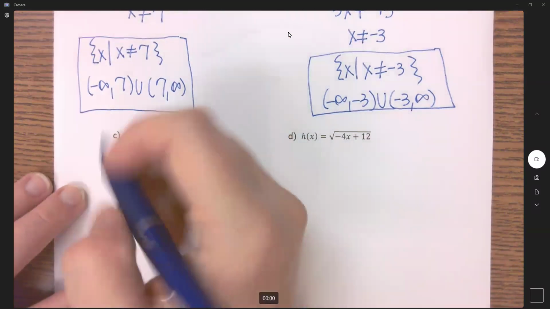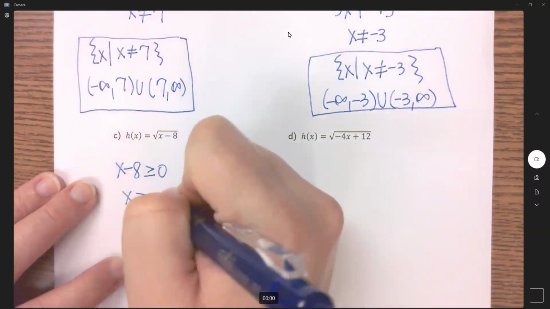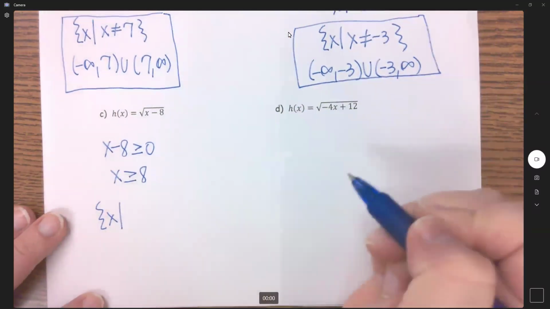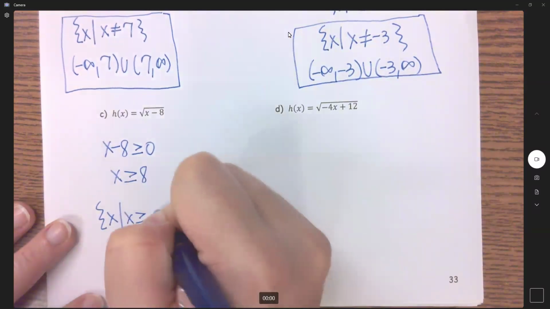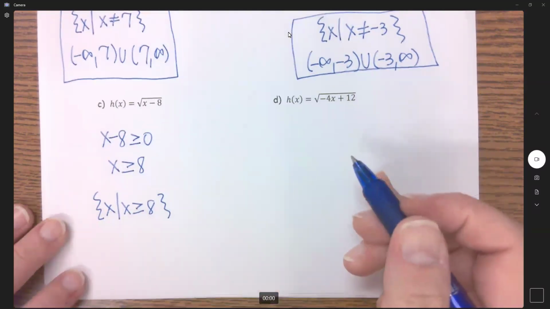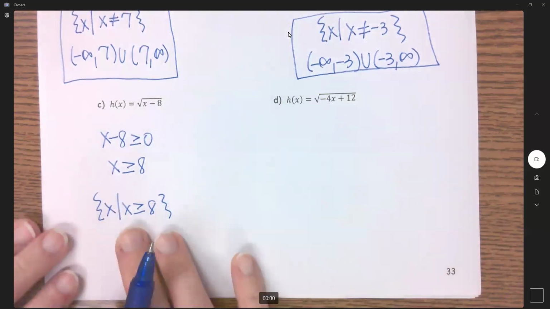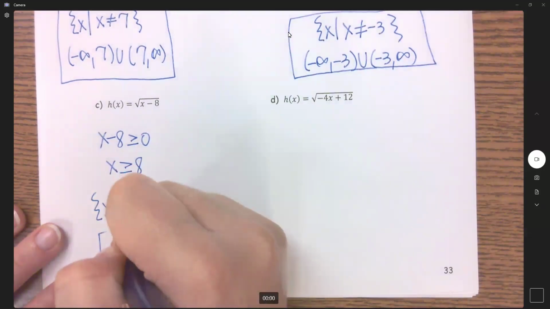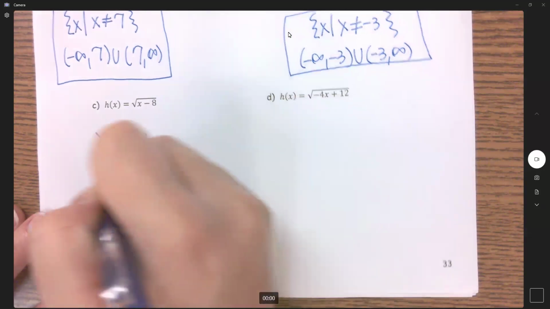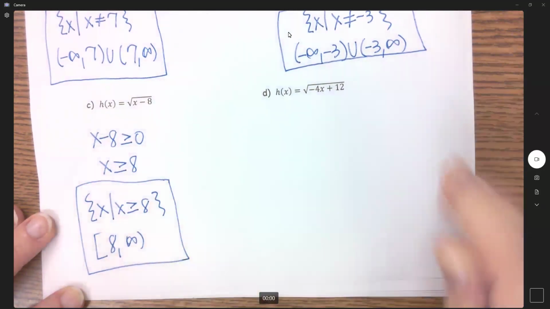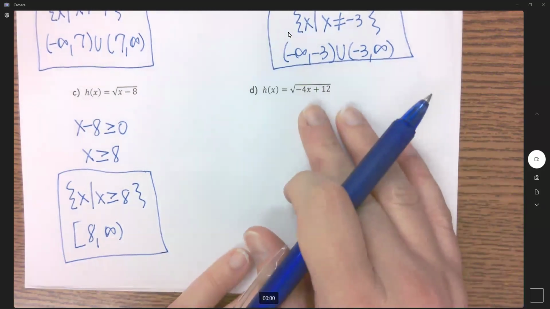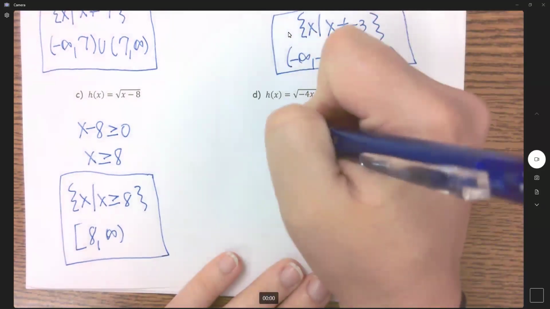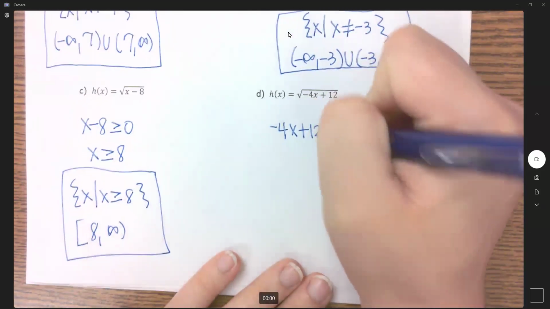So add that over and we get x must be greater than or equal to 8. So in set notation, that's the set of all x such that x must be greater than or equal to 8. And then in interval notation, we need every number that is greater than 8 or equal to it. So that is bracket 8 to infinity. Same thing here on D. All I care about is what's under that radical, and I want to make sure it is positive.